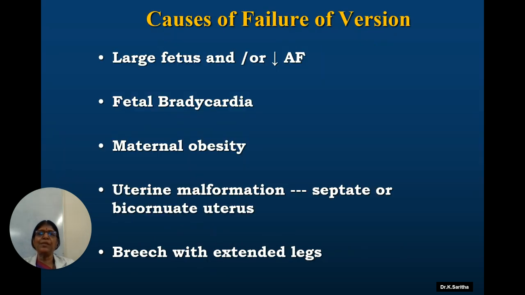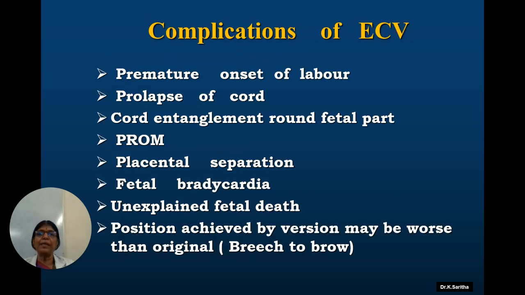Sometimes there is a reversion of the breech, or sometimes there is a failure of version. Failure of version could be because the fetus is large, or there is a fetal abnormality, or a fetal heart abnormality like decelerations or bradycardia, or maternal obesity, or an undiagnosed uterine malformation, or the breech has extended legs, as in a primary with incomplete breech or a frank breech, which makes it very difficult for us to do an external cephalic version.